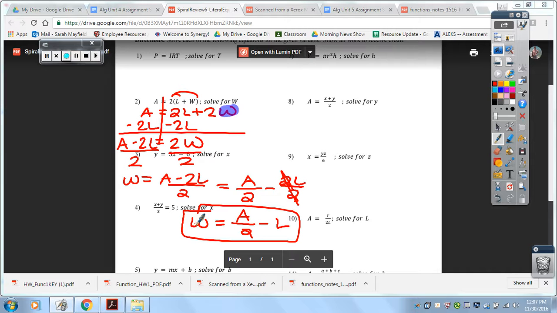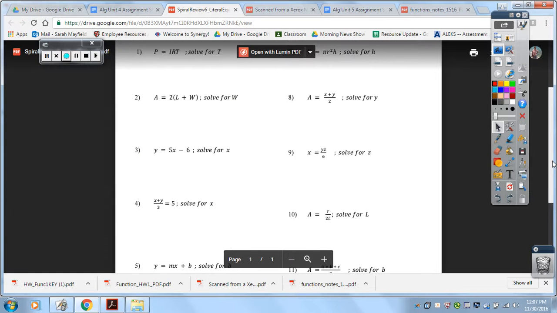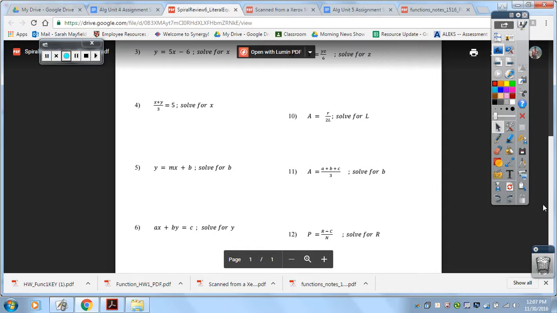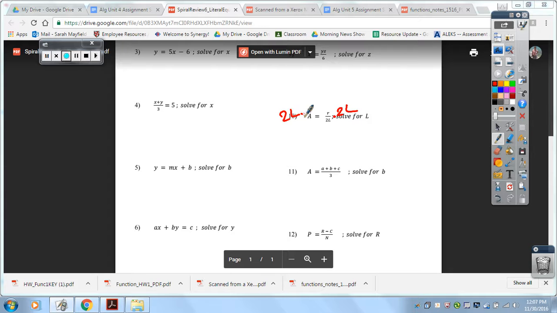Okay? The next question I want to go over is number 10. If I take a look at number 10, notice I have a fraction. How do I get rid of fractions? I multiply both sides by the denominator. These cross out. I'm left with 2LA equals R. I'm now going to solve for L. How do I solve for L? I'm going to divide by 2A on both sides. So L equals R over 2A.